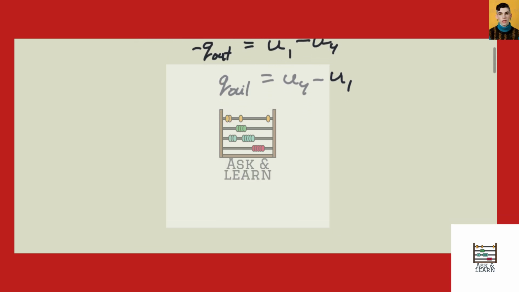Well, we need internal energies at states 4 and 1, but we're given the assumption of constant specific heats, which gives us this equation. The change in internal energy is equal to constant volume specific heat times the change in temperature. So we have Q out is equal to Cv times (T4 minus T1).